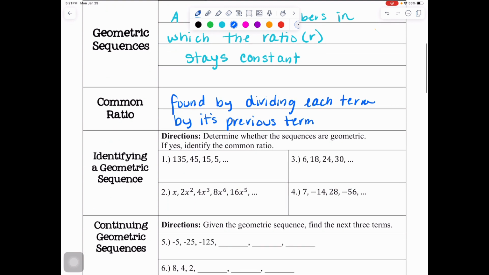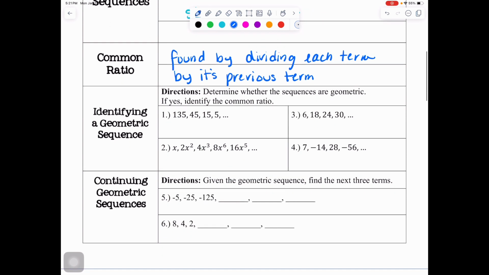So just like we did for arithmetic sequences, we're going to go through and take a look at all the questions that may be asked of us when it comes to a geometric sequence. And the first one would be whether or not this even is really a geometric sequence. So the directions here say determine whether the sequences are geometric. If yes, identify the common ratio. So we're looking for a multiplying pattern here.